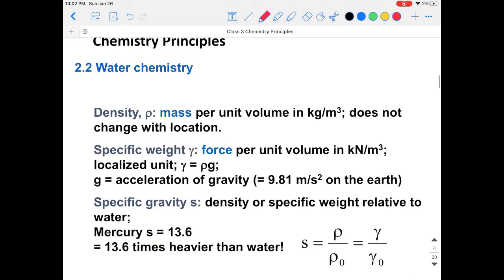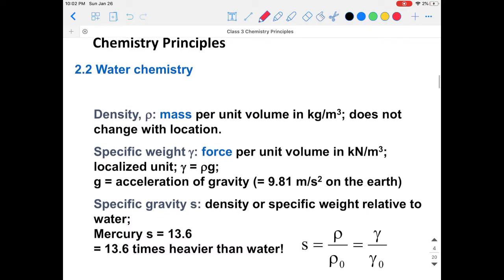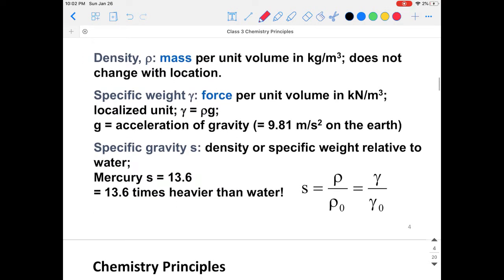First, we want to learn some basic concepts that can be used in water chemistry. Here I'm going to quickly go through some definitions that we used before. For example, the density, we know that quite well. The density is a mass per unit volume in kilogram per meter cube. So it does not change with the location, right? It doesn't matter whether we measure it at the surface of the Earth or in the space station.